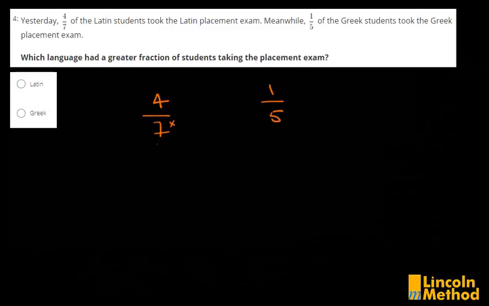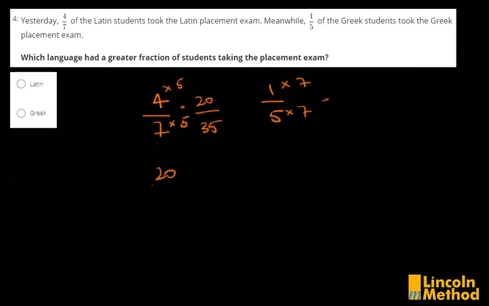The easiest way to do that is multiplying 7 by 5 and 5 by 7. But we've learned that since we're multiplying the denominator by 5, we have to multiply the numerator by 5 as well. And similarly, we're going to multiply the numerator by 7 here since we're multiplying the denominator by 7. If I multiply 4 by 5, what I have is 20, and if I multiply 7 by 5, what I get is 35.